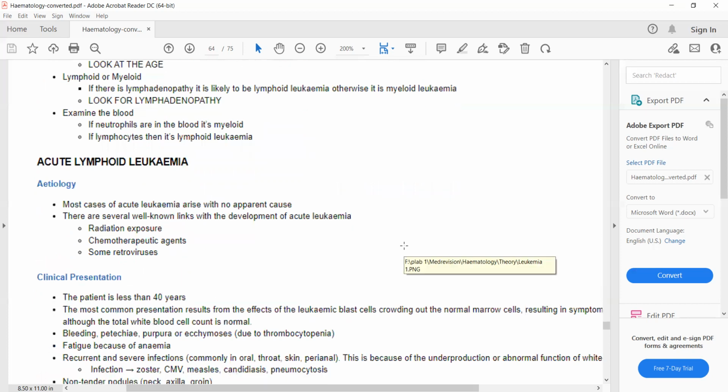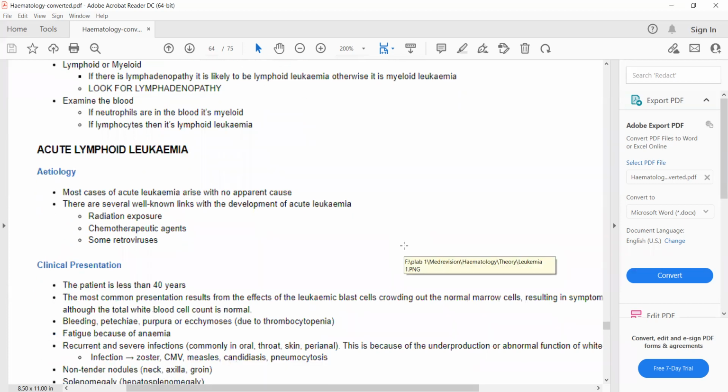Now, the first acute leukemia is acute lymphoid leukemia, ALL.